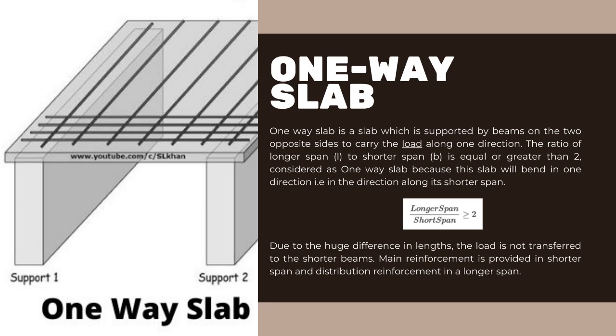One-way slab. A one-way slab is a slab which is supported by beams on the two opposite sides to carry the load along one direction. If the ratio of longer span L to shorter span B is equal to or greater than 2, it is considered a one-way slab because the slab will bend in one direction, i.e. in the direction along its shorter span. Due to the huge difference in lengths, the load is not transferred to the shorter beams. Main reinforcement is provided in the shorter span and distribution reinforcement in the longer.